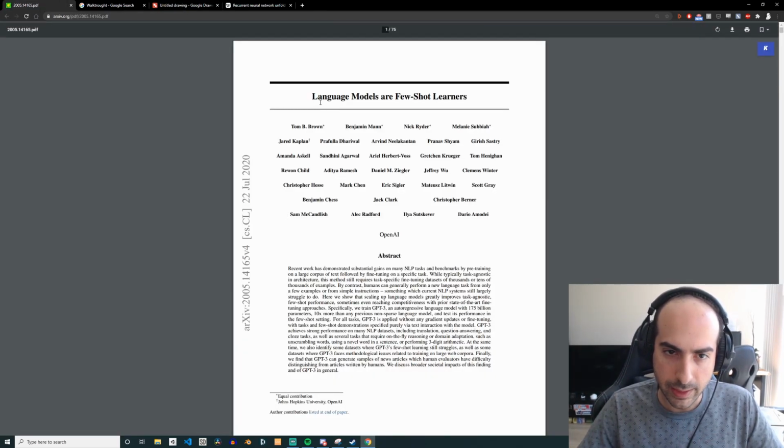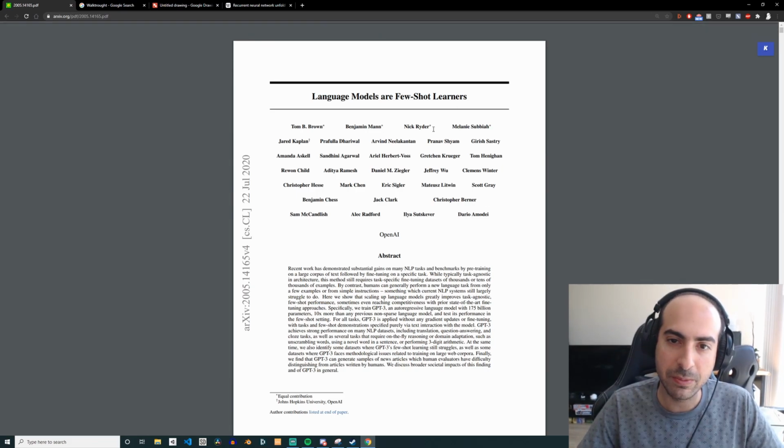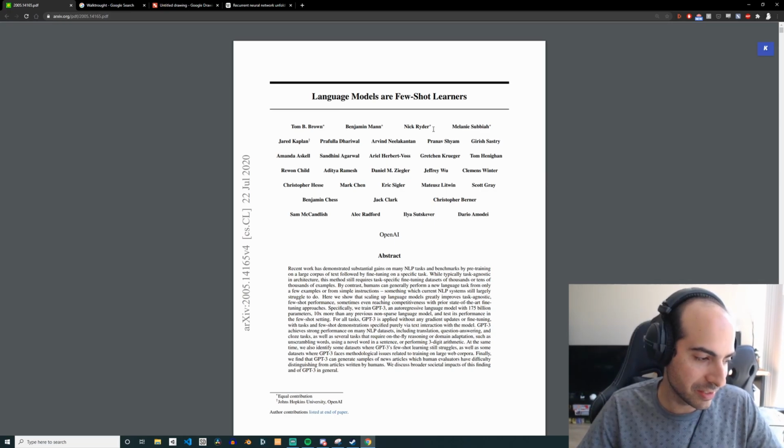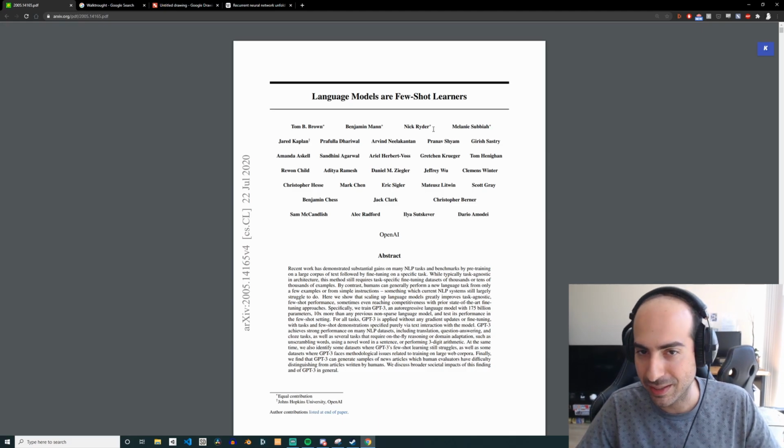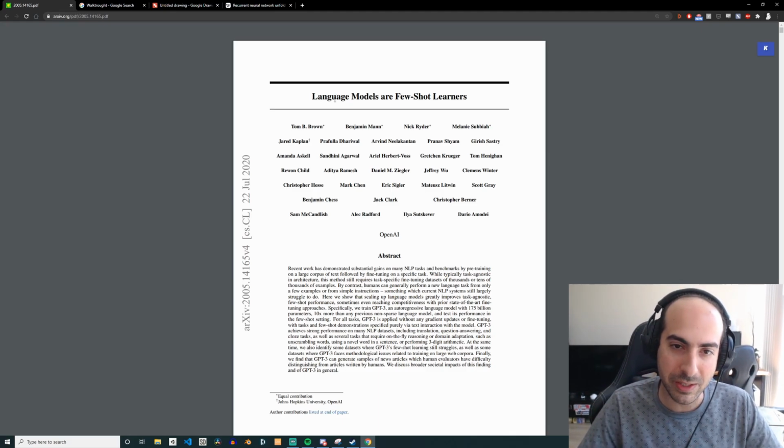What's interesting about the title of this paper is that it is Language Models Are Few-Shot Learners. It doesn't say GPT-3 is great. It doesn't say we beat state of the art. It's saying few-shot learners. So what does that mean? What's a few-shot learner and what's a language model?